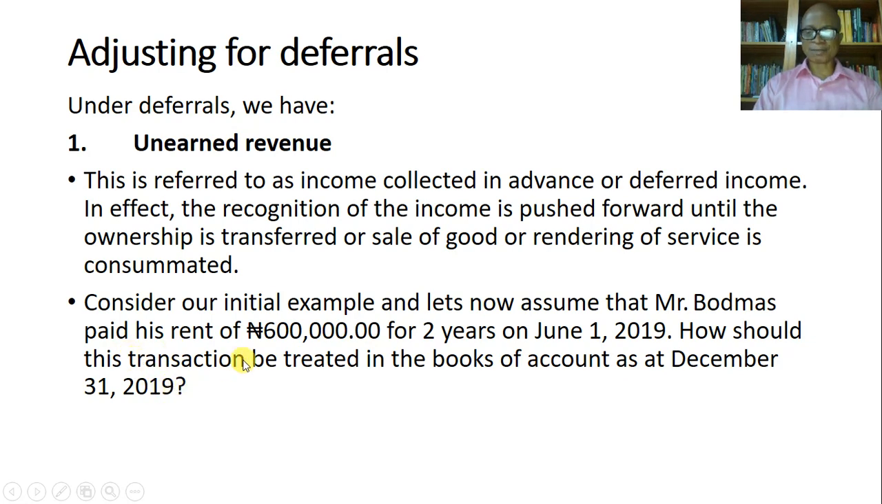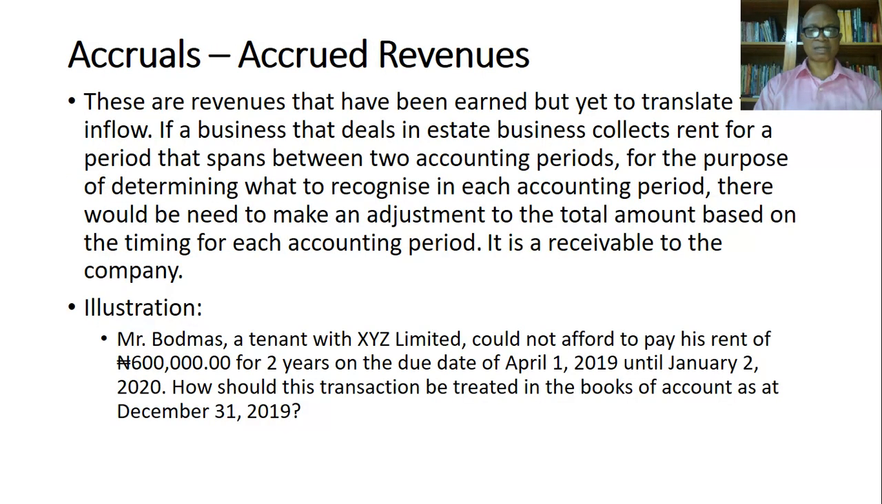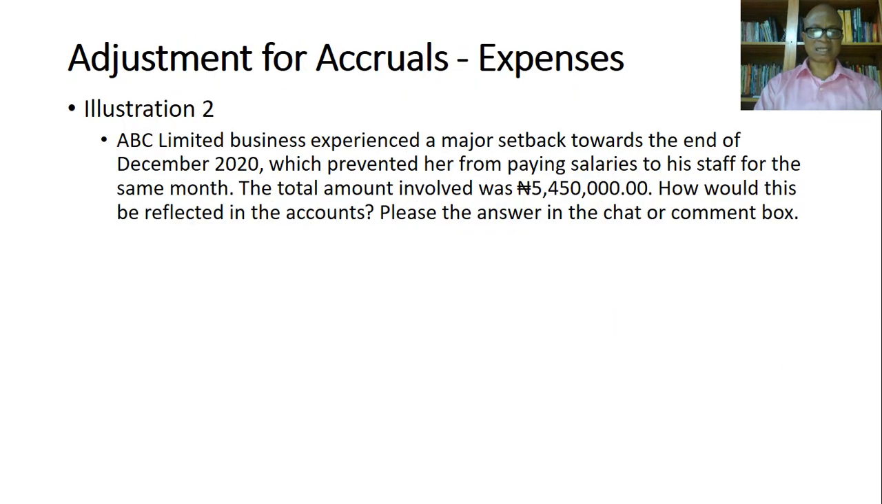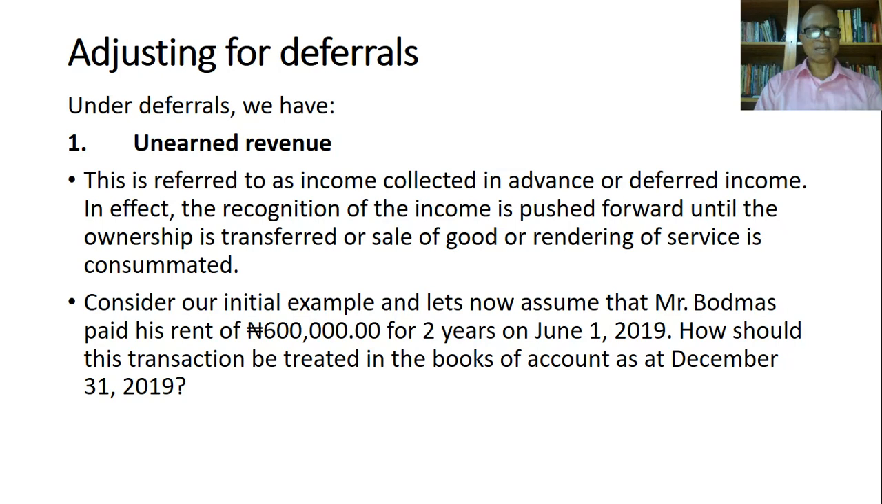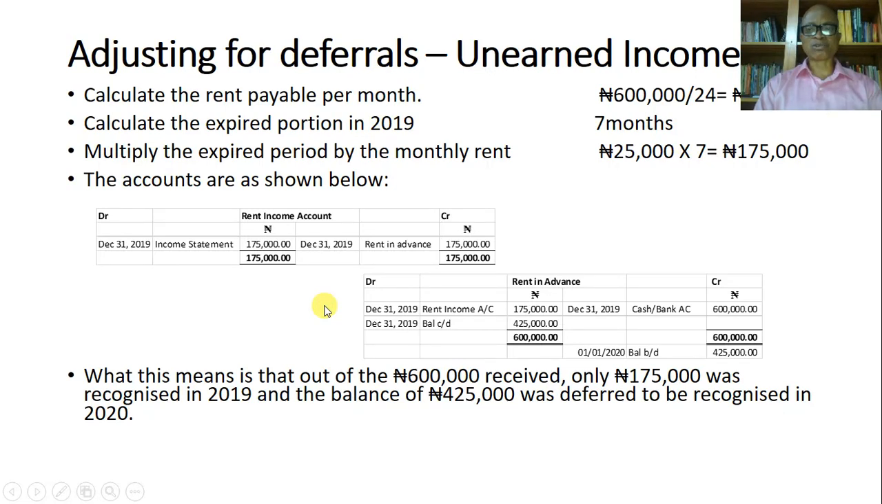Remember our example then, of this particular person, Mr. Bodmas, a tenant, who should have paid 600,000. Then in April, he didn't pay until January 2020. Now we're looking at another variant of that particular case. They're saying that this man paid for 2 years on June 1, 2019. How should this transaction be treated, or what would be the amount to be recognized for the entity as revenue?